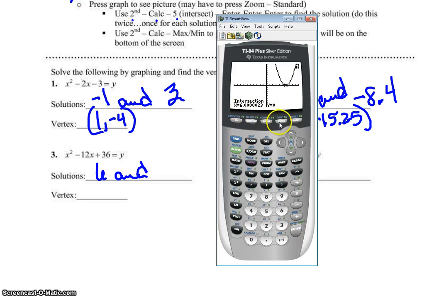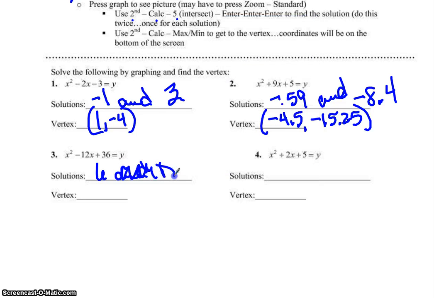So I would try it one more time. Second, calc 5, and go way to the left. Enter, enter, enter. And I'm still getting 6. So what this tells me is this is the one that is a double root. Okay, it only touched it once. We have one solution. That would be 6.